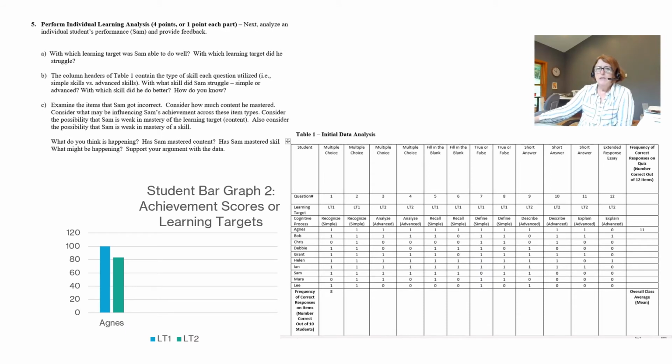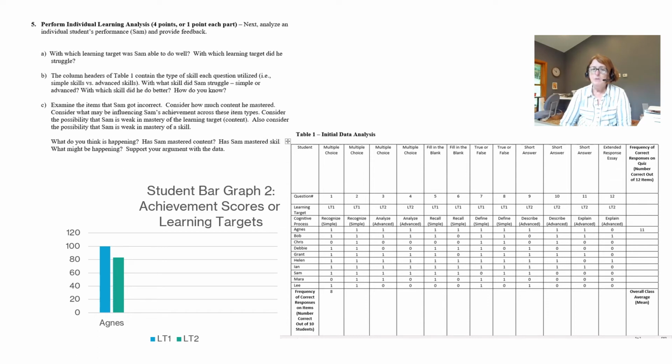This next one is more about individual learning analysis. And so you're going to need student bar graph 2. This is the one that lists all of the student scores out by learning target, and you're going to need Table 1 to look at. And there's a series of questions that you're going to answer. And this time we're going to zero in on a specific student, and that's the student Sam. So if you look at Table 1, you'll find Sam's scores partway down. And you should just glance over what he scored well on, what he didn't score well on.